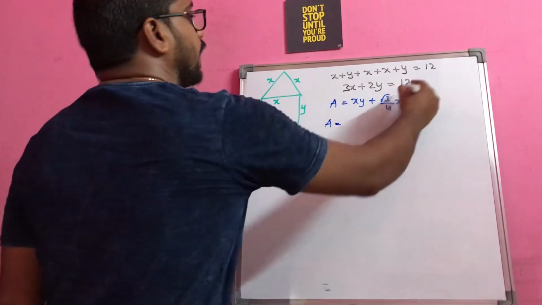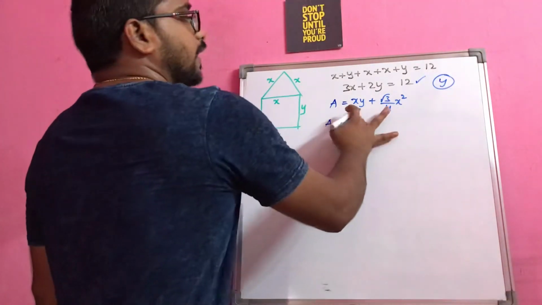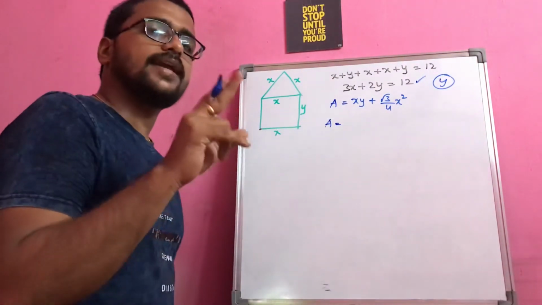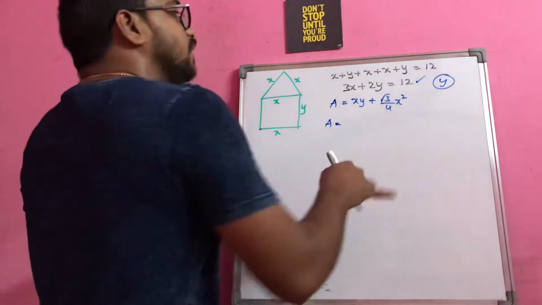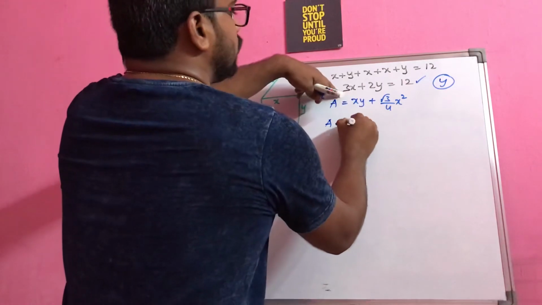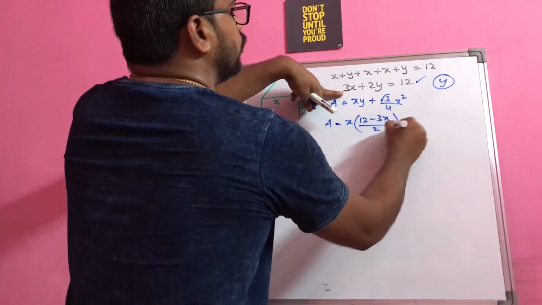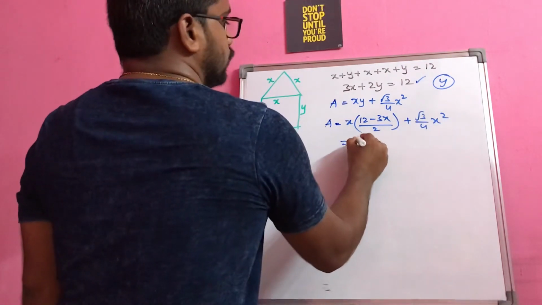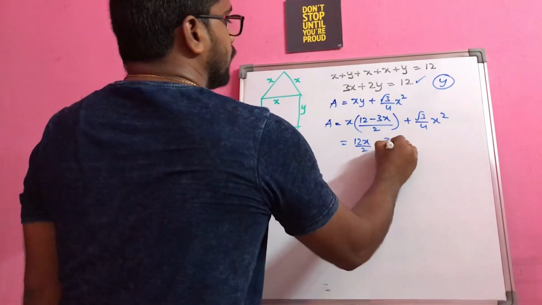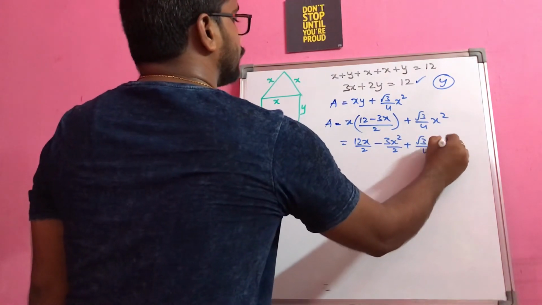A is equal to, again I will prefer substituting the value of y, because here x is placed at two positions. If I take the value of x, I have to substitute in two different positions. Instead I will go for y, which is 12 minus 3x divided by 2, plus root 3 by 4 x square. So this is 12x by 2 minus 3x square by 2, plus root 3 by 4 x square.